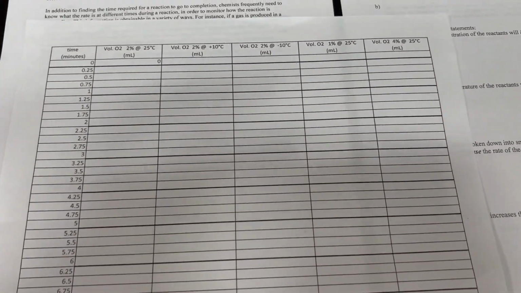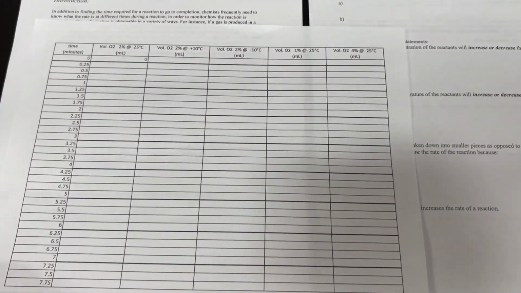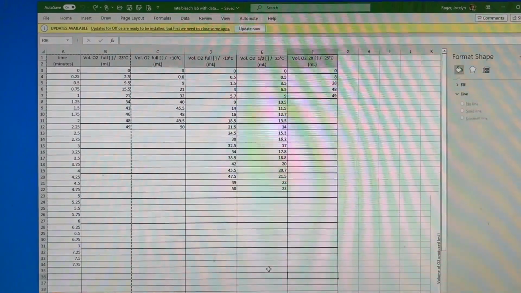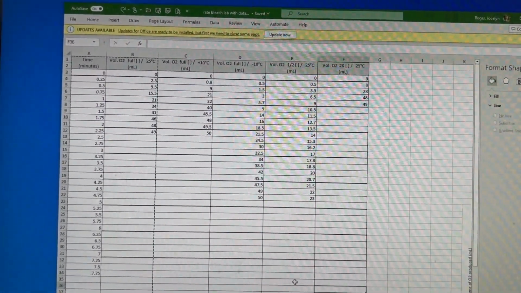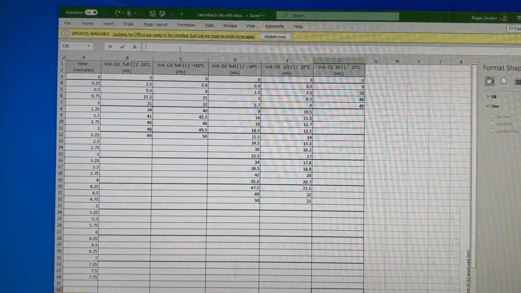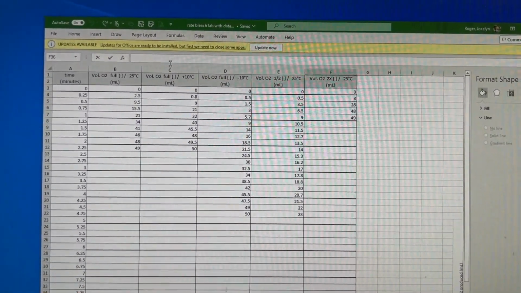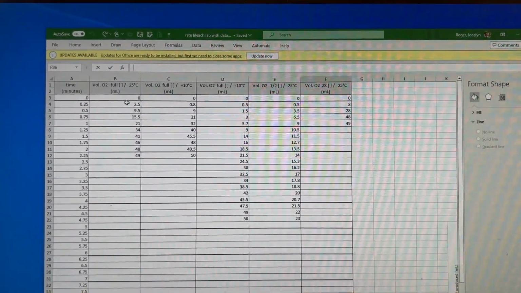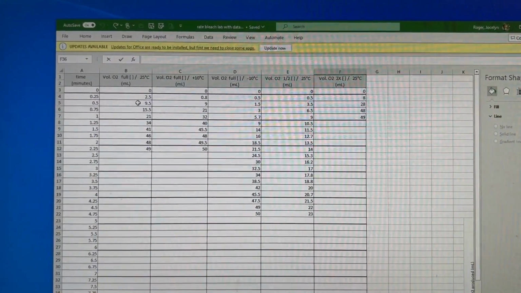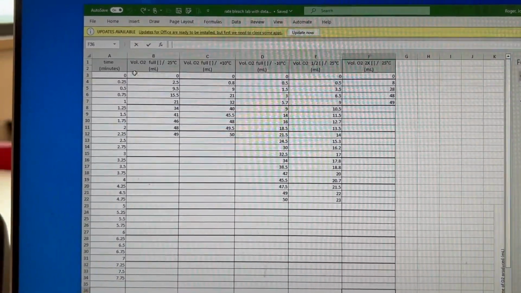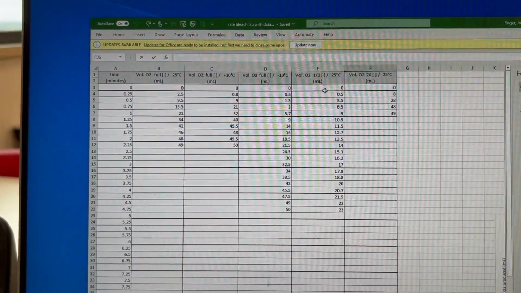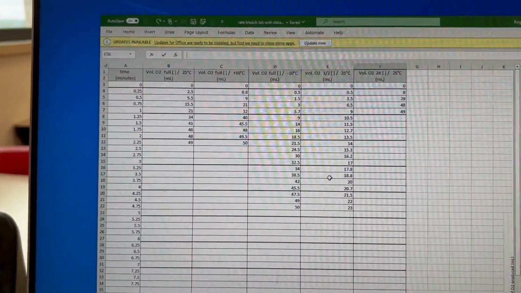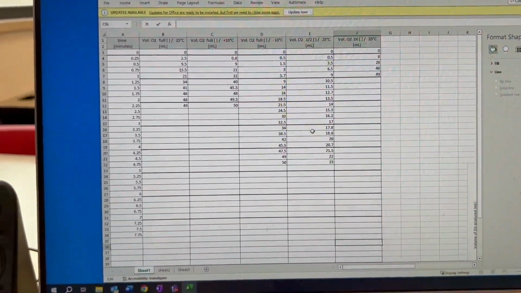Let's go collect the rest of our data and graph this. Now that we have collected all of our information, we have performed all of our chemical reactions, we're going to use Excel to make a graph. Actually, two graphs. One graph will show the effect of concentration, and one graph will show the effect of temperature. So we're going to open up a blank book in Excel, and we're going to copy down all of the information that we collected in the lab.